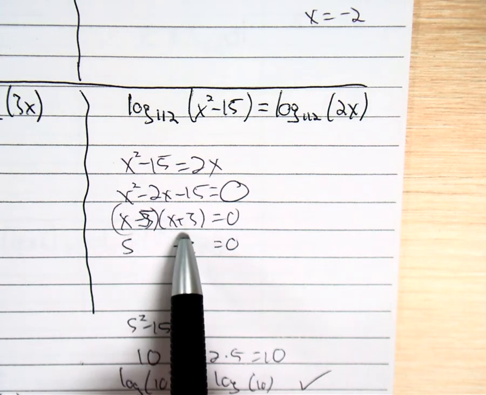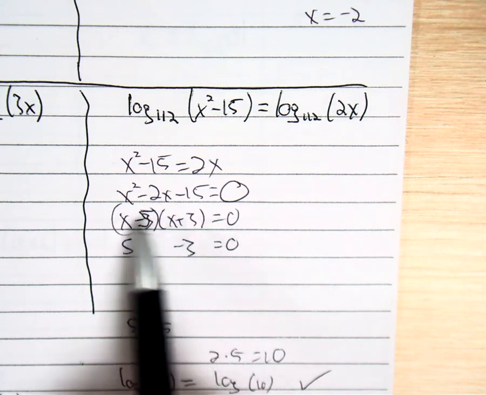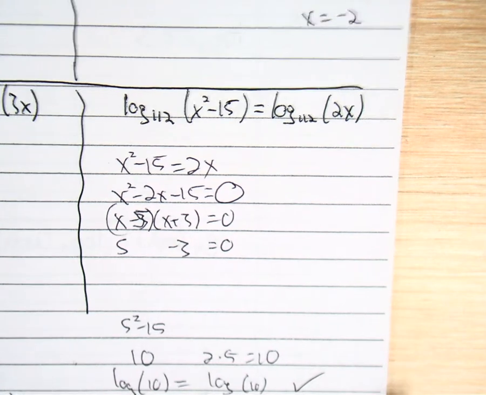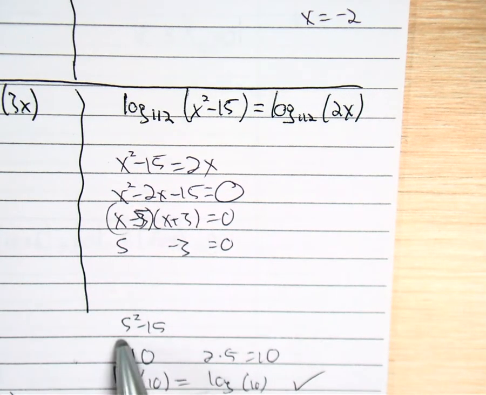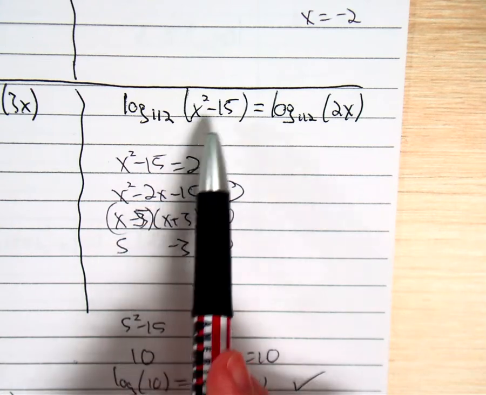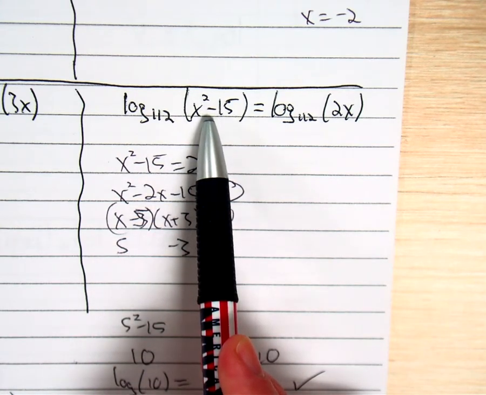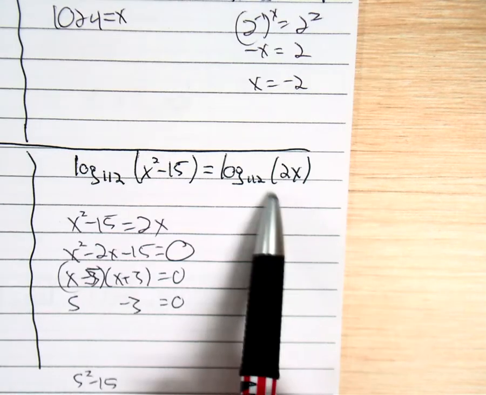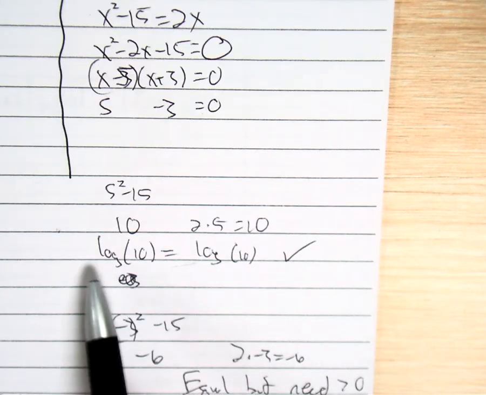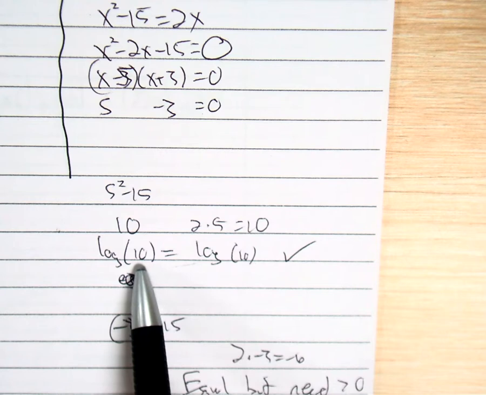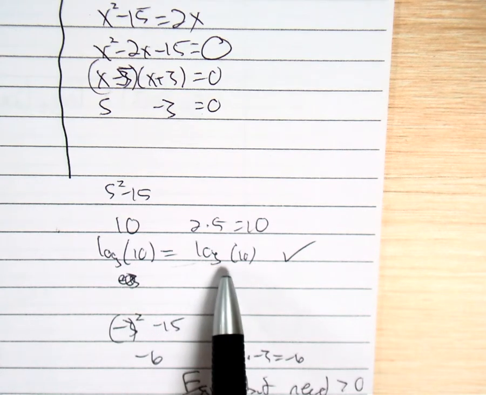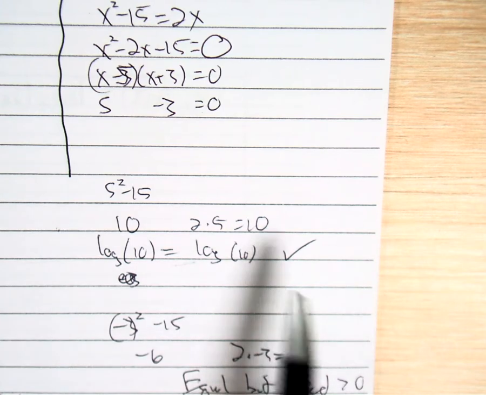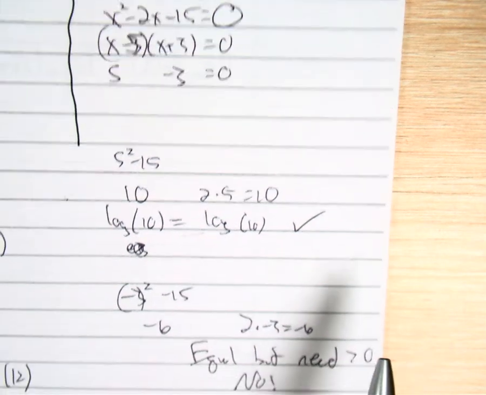So we have x minus 5 and x plus 3. What makes each group equal 0? 5, negative 3. Now we got to test them out. If I do 5 squared, that's 25, minus 15, that's going to be 10. And then 2 times 5 is also 10. So we'd have log base whatever of 10 equals log base whatever of 10. They equal the same thing, they're positive, they're greater than 0, we're good to go.